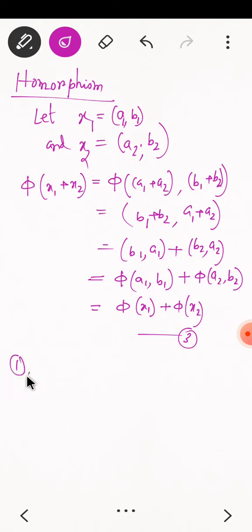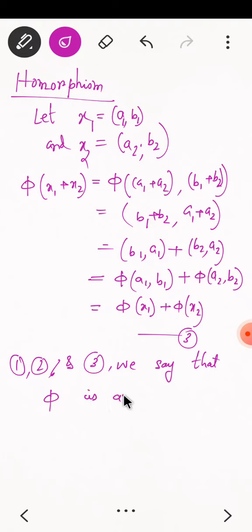So from 1, 2 and 3 we say that phi is an automorphism on R2. Geometrically, this phi reflects each point in the plane across the line y equal to x. So reflection about any line passing through the origin is an automorphism of R2, as well as any rotation about the origin is also an automorphism on R2.